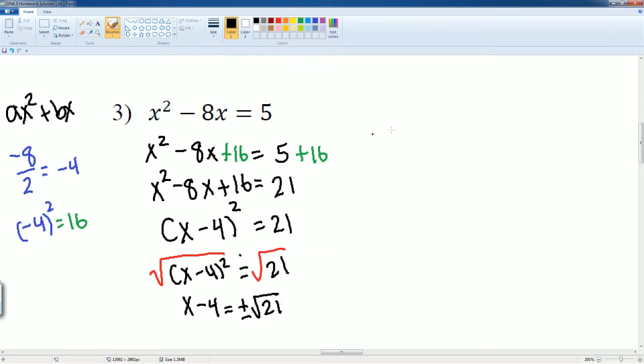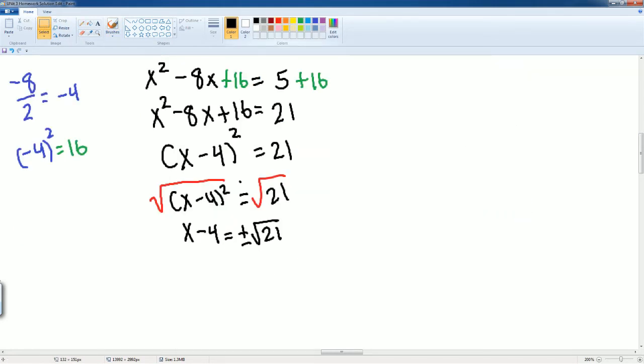I don't think square root 21 can be broken down, can it be? 7 and 3, nope, that's not perfect. 121, nope. 2, 3, 4, 5, nope. So nope, it can't be broken down. So all we have to do now is add that 4 to both sides. This leaves us with x is equal to 4 plus and minus radical 21.